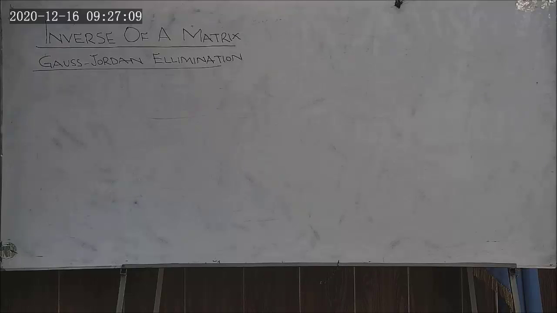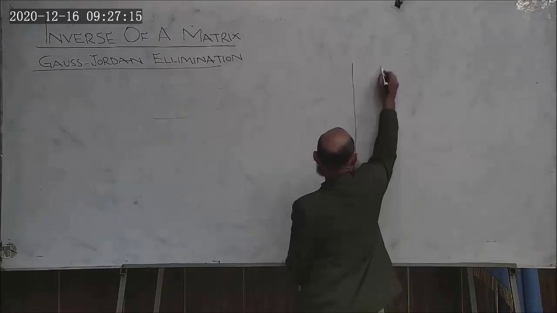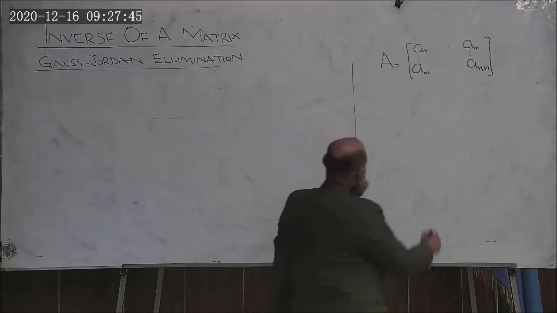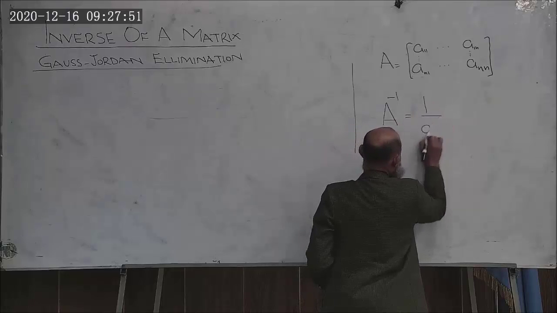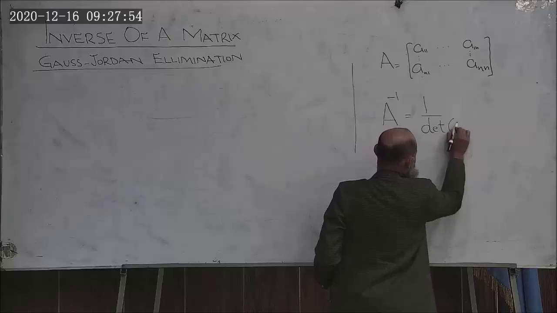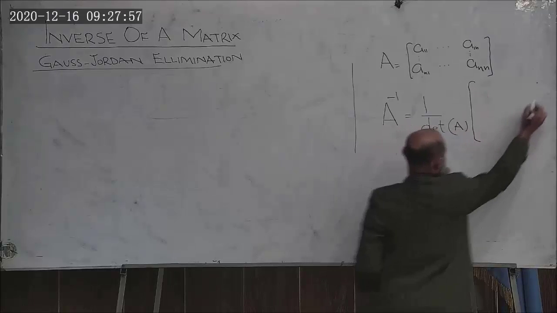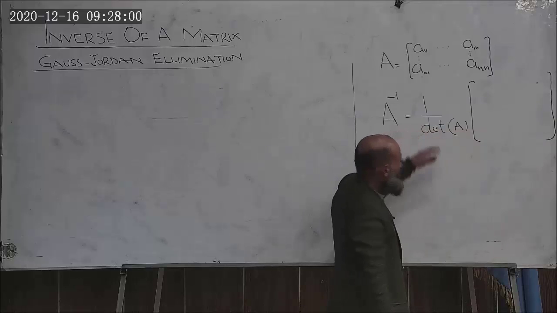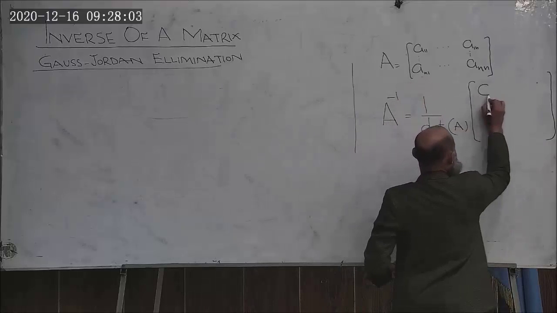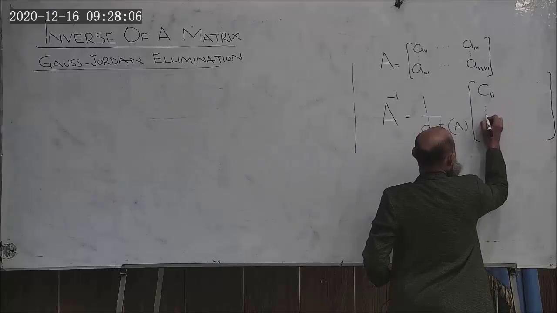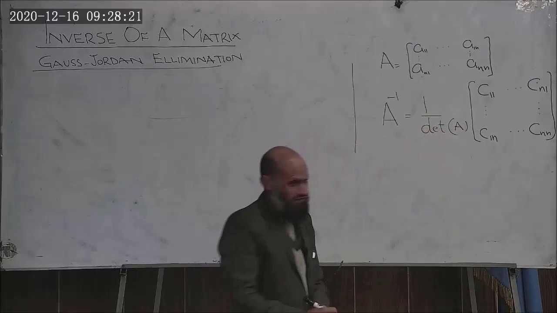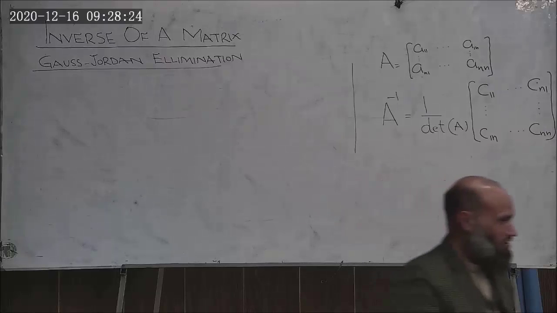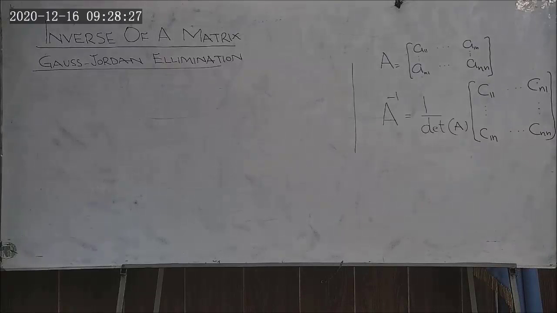So in the last lecture we talked about the inverse of a matrix, and you remember that if you have an n by n matrix given by A, then its inverse was equal to 1 over the determinant of this matrix multiplied by another matrix which is obtained from the cofactors, C11 up to C1n. Here the Cij's are the cofactors, remember. This is the inverse of the matrix.